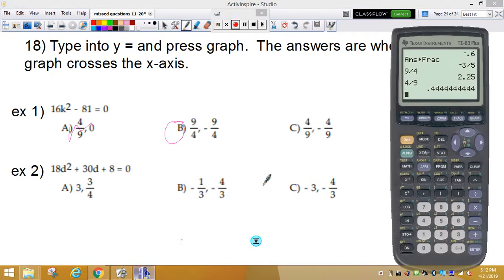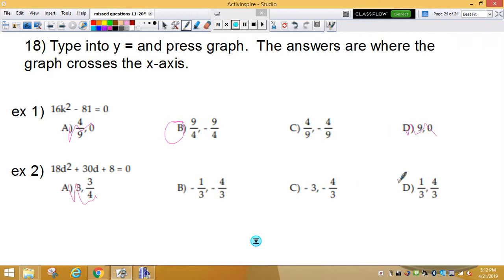All right, let's try example 2. We're going to type in 18. Can't do a D, so type in x squared plus 30x plus 8. We're going to graph it. All right, this one, where it crosses my x-axis. Well, they're both negatives. Okay, so I know it's not A because those are both positives. No, it's not D because they're both positives.